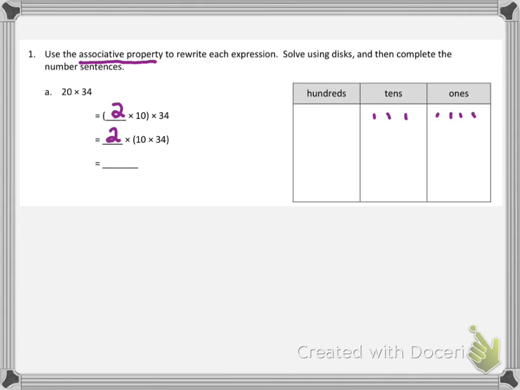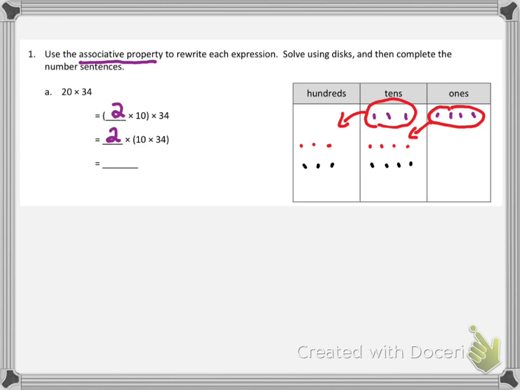So let me just change my color here. When we multiply this by 10, we bring it over. So now we have 1, 2, 3, 4. And we're multiplying this by 10, moving it over. And we have 1, 2, 3. All right. Since we have the 2 groups, because we're multiplying by that 2, we need to make 2 groups here. So this is our first group. Here's our second group. 1, 2, 3, 4. That's our second group. 1, 2, 3. So now we have our 2 groups.